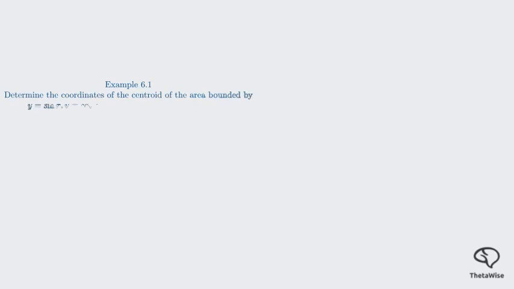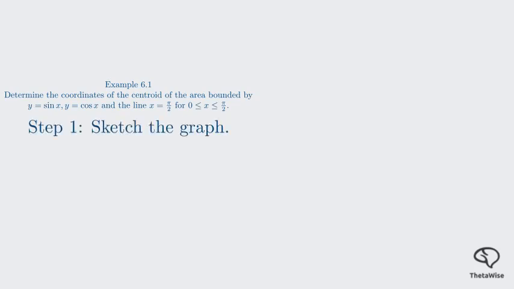Here's our first example. We need to determine the coordinates of the centroid of the area bounded by the curves y equals sin x and y equals cos x, and the line x equals pi over 2 for the interval from 0 to pi over 2. Our first step is always to sketch the graph to visualize the area. Let's draw our x and y axes. We're interested in the interval from 0 to pi over 2.